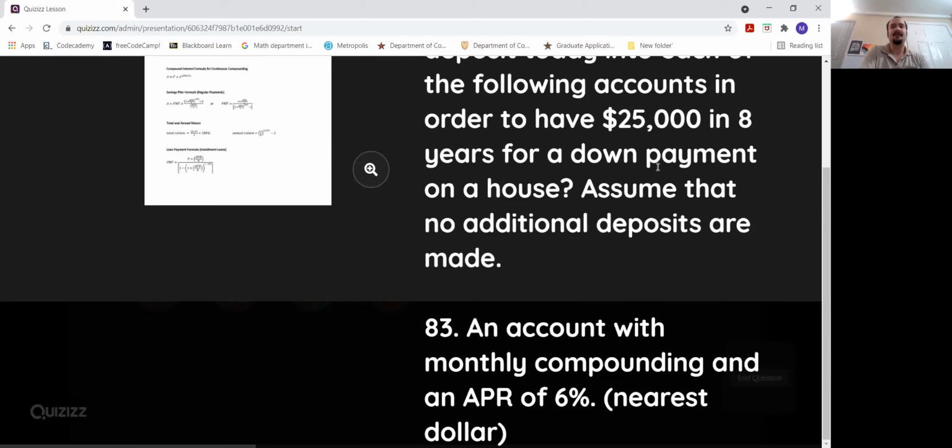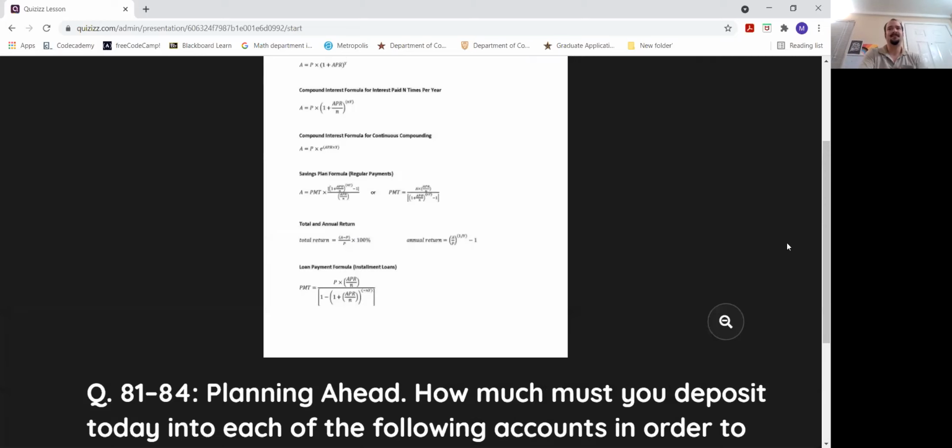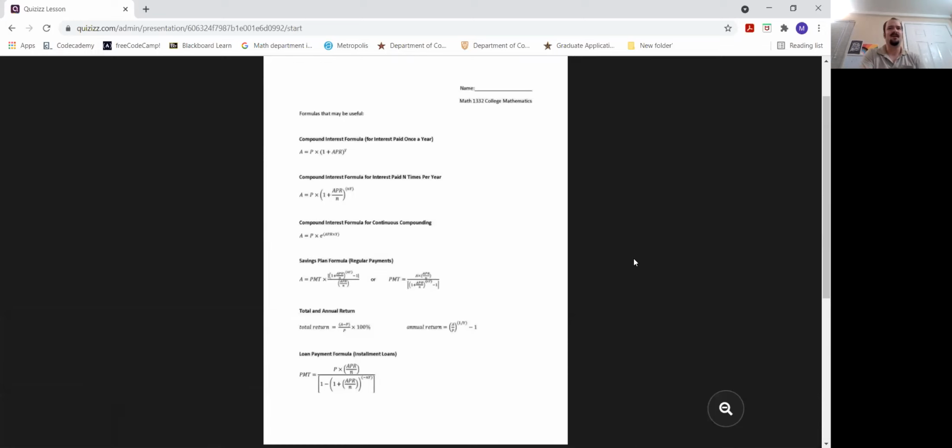Going back to this, I believe we're doing monthly compounding. Anytime they tell us monthly, or anything that is not once per year, or not continuously compounding, it's probably going to be this formula. We're going to use this formula probably a bit more than these other two, if I'm being honest, but you might use the other two, so they're there.